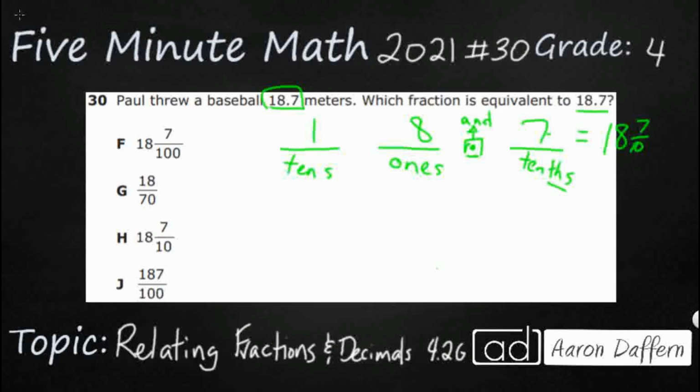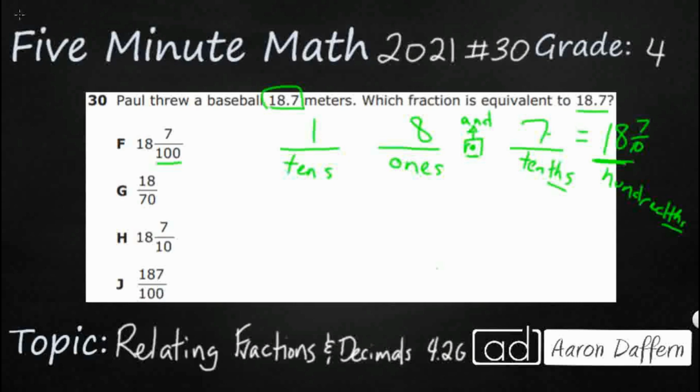Now, we've got a few of these that are incorrect. Obviously, we see our answer down there at H, but let's just take a look at F. If we wanted to go to 18 and 7 hundredths, well, we've got the tens, the ones, the tenths, and you know what? We kind of missed a spot right there. This is the hundredths. So right next to the tenths is our hundredths spot.